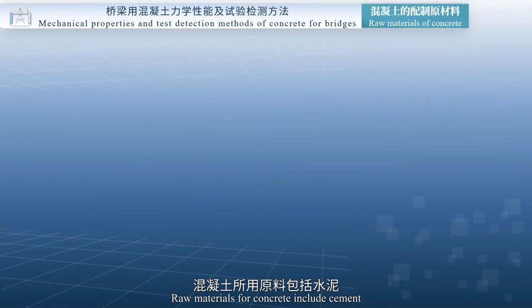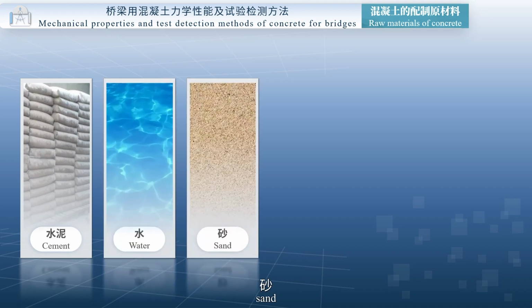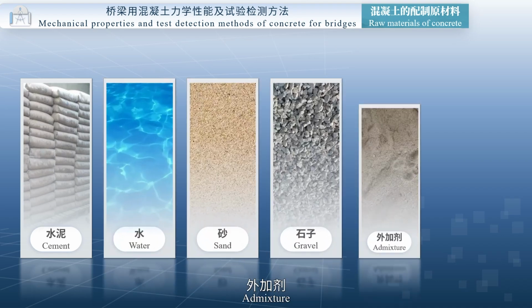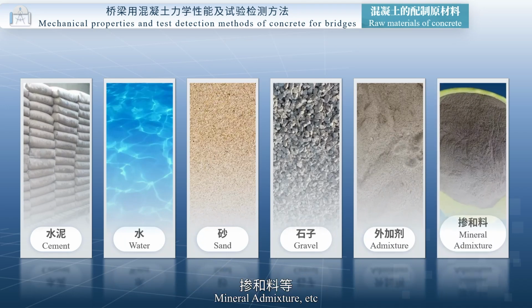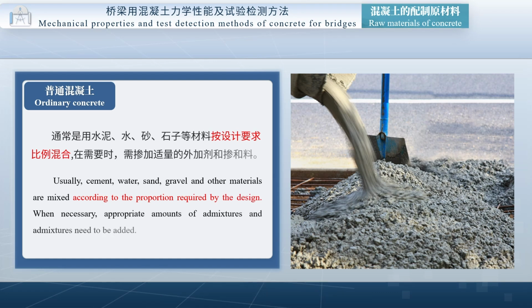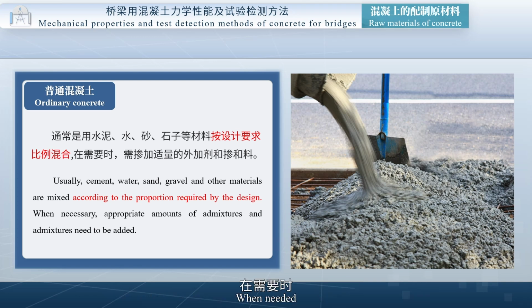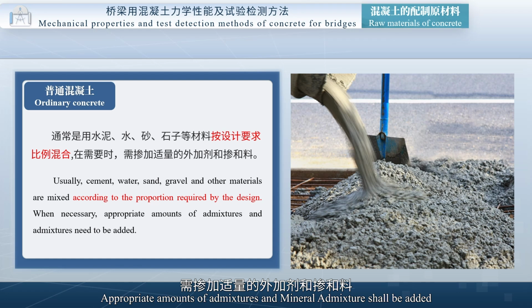Raw materials for concrete include cement, water, sand, gravel, admixture, mineral admixture, etc. Ordinary concrete is typically made of cement, water, sand, gravel and other materials mixed in proportions as required by design. When needed, appropriate amounts of admixture and mineral admixtures shall be added.